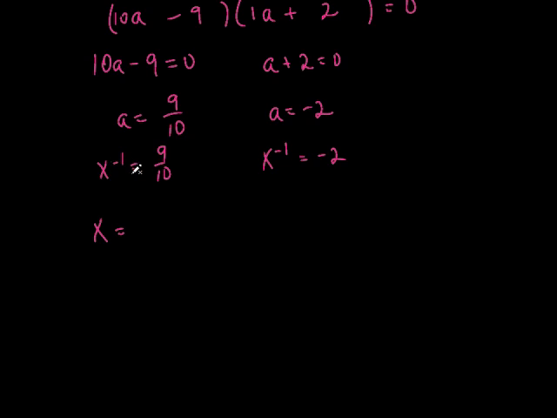What do I do when I take the inverse of something, though? I flip it, right? So this is going to be 10 over 9. Is this answer right? Okay. And then if I do the same thing here, if I take the inverse of that, I get x. If I take the inverse of that, I get negative 1/2. And that should be my answer.